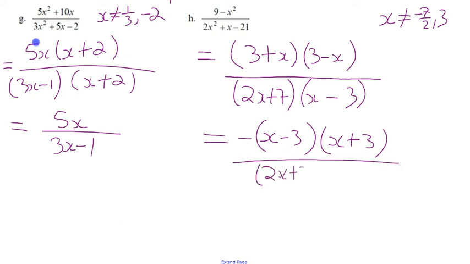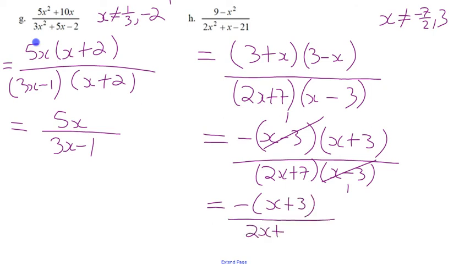Now on the bottom, I've got my 2x plus 7, and I've got my x minus 3. These guys are the same, so they cancel, leaving me with negative x plus 3 over 2x plus 7, okay? Which I'm just going to write this way. And you wouldn't be wrong if you wrote negative x minus 3 over 2x plus 7. It would be equivalent. Just keeping in mind my non-permissible values, right? They extend all the way through. That's always true. Those are the non-permissible values.